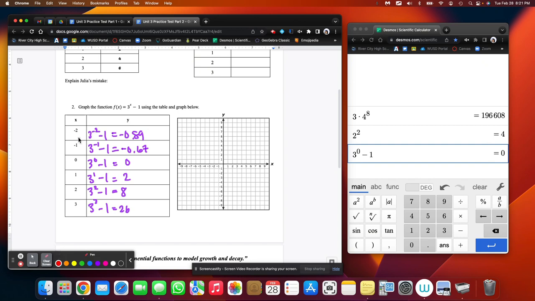Okay, so now we have our points. So the first point we're going to graph is negative 2, negative 0.89. So negative 2, negative 0.89 is going to be close to negative 1, maybe right there. Next point is negative 1, negative 0.67, which is about right here. Then we're going to plot 0, 0, which is at the origin, 1, 2. Then we're going to plot 2, 8. And then this last point, 3, 26, is going to be off the graph, but it looks like we have enough to kind of get a sketch of our function. We know this is an exponential function, so it's going to be something like this. Okay, notice that whatever number is here is your horizontal asymptote at negative 1.